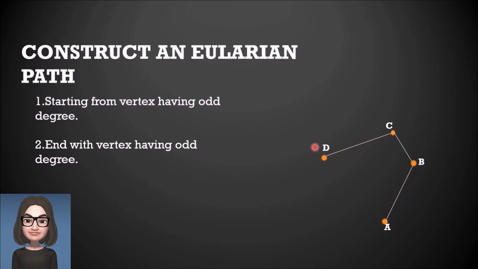But we can't start from a vertex having 2 degrees, which is an even degree, because when we start from this vertex C, we start from here.